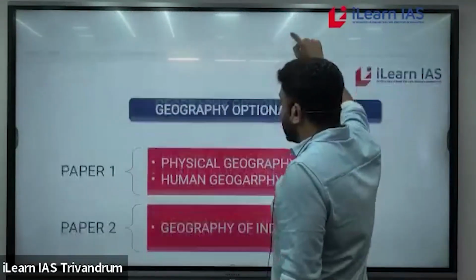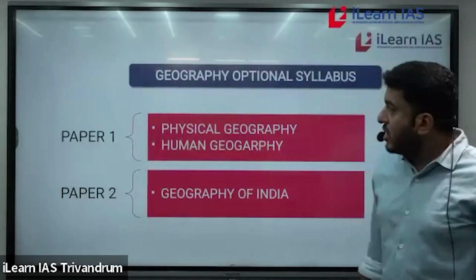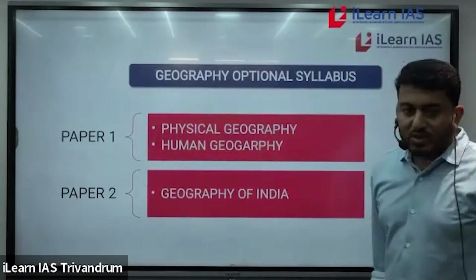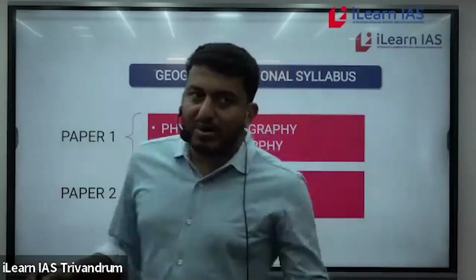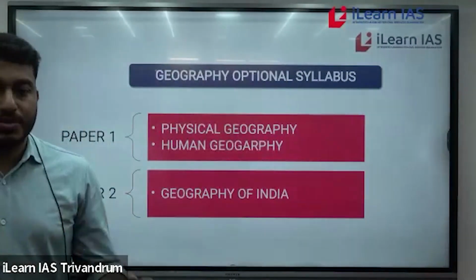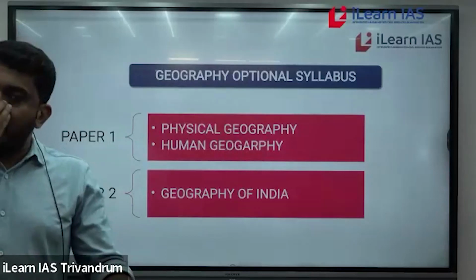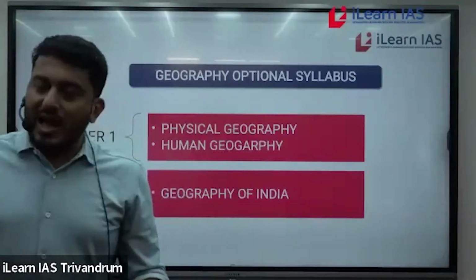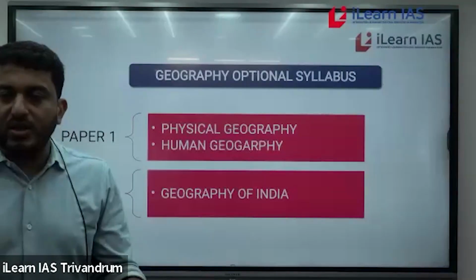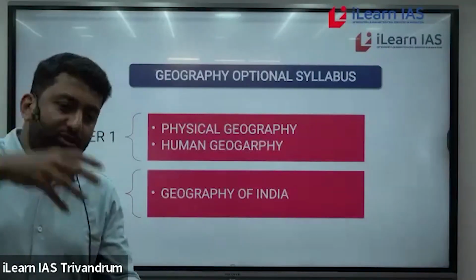Now, syllabus: paper 1 and paper 2. In paper 1, you have physical geography and human geography. Paper 2 is geography of India. Paper 1 is more theories and concepts. In paper 2, you don't have to study any new concept. It's just the application of all the concepts and theories you have studied in paper 1 on the map of India.